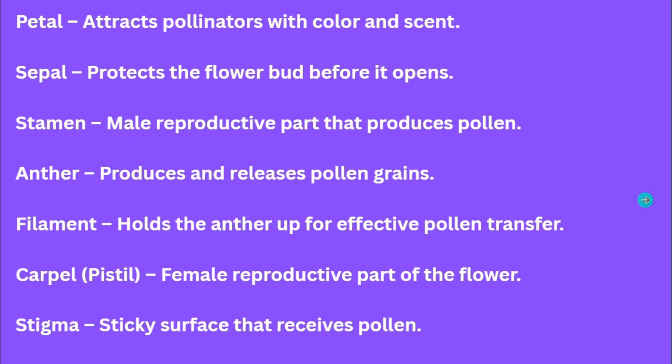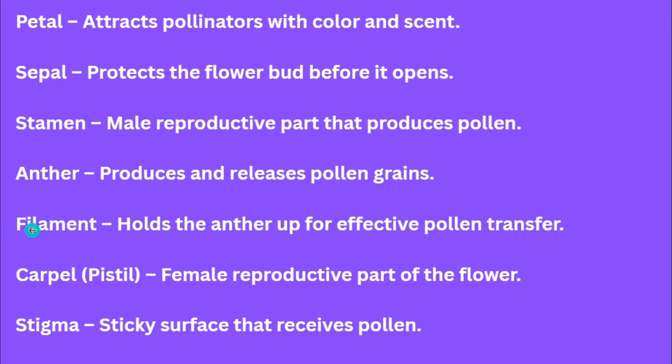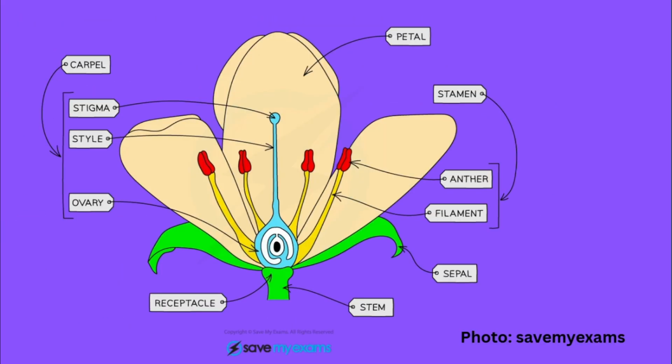So just to make this more organized, I'm going to show you the functions on the screen, so you can screenshot it if you want. Petal, sepal, stamen, anther, filament, carpel, stigma. You can screenshot it quickly. And then we have the style, ovary, receptacle, and the stem, also known as the pedicel, just for you to know more than one name, in case you go to the exam and it asks about the pedicel and you don't know what that is. So essentially this is the flower for CSEC biology.